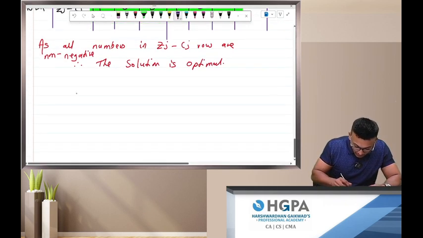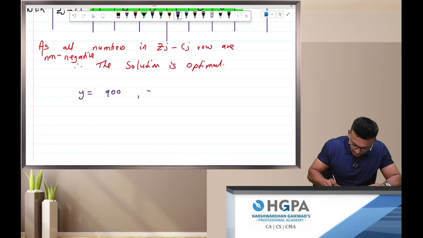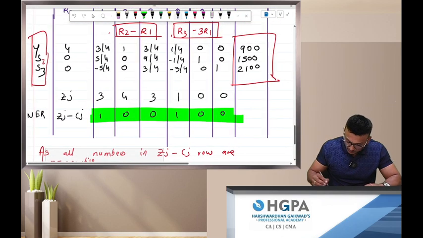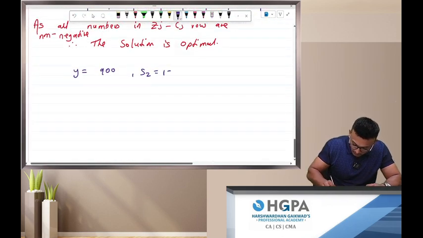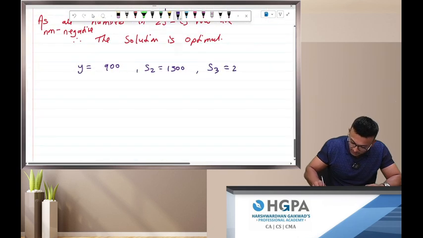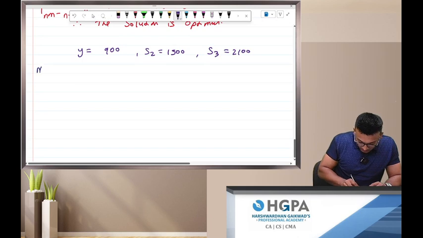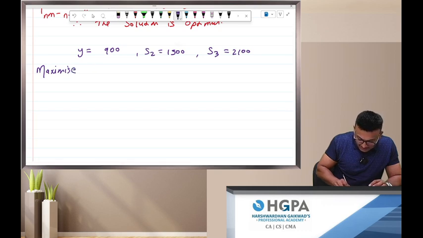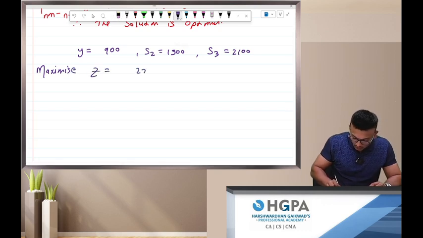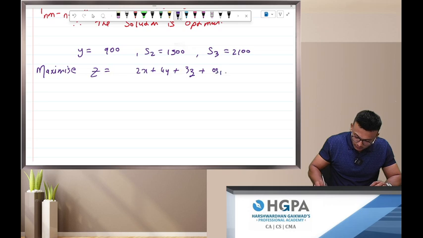Now, can I write here over here? Y is equal to how much? 900. Next, S2. S2 is how much? 1500. And S3 is how much? 2100. I've just written the figures over there. Okay. Now, the objective function: maximize z is equal to, what was it? 2x plus 4y plus 3z plus 0s1, 0s2 plus 0s3.